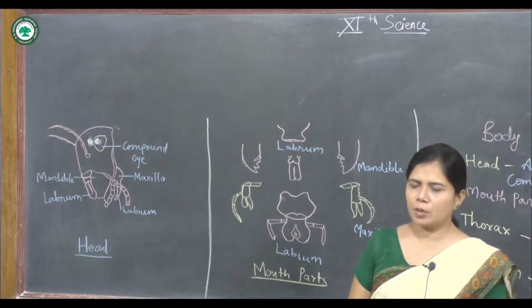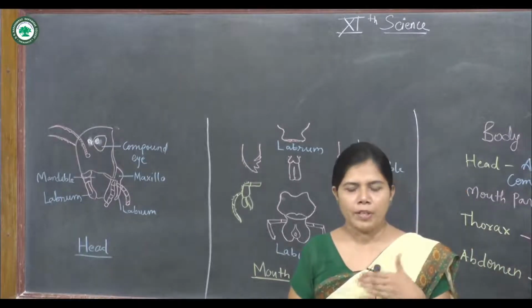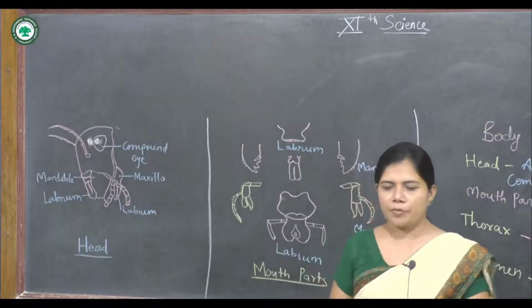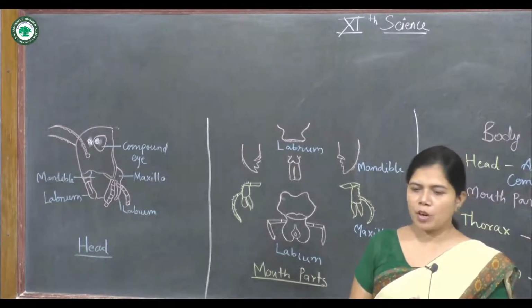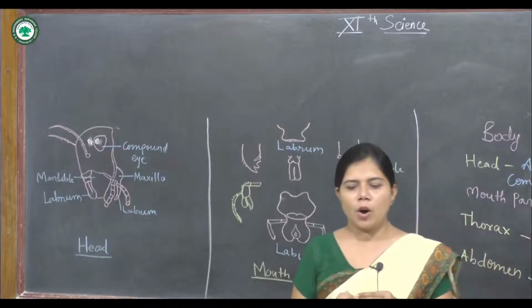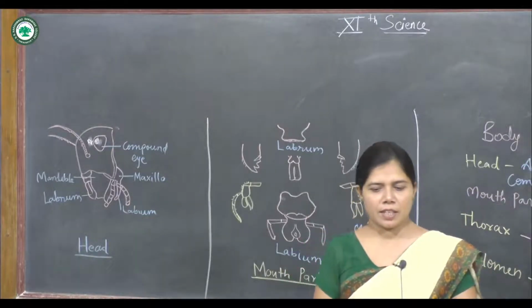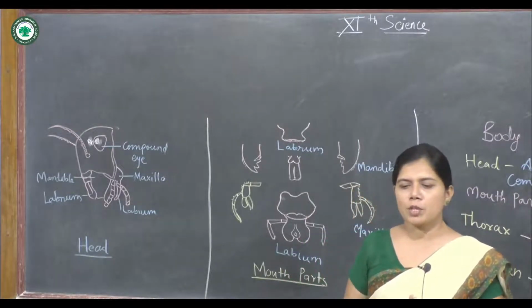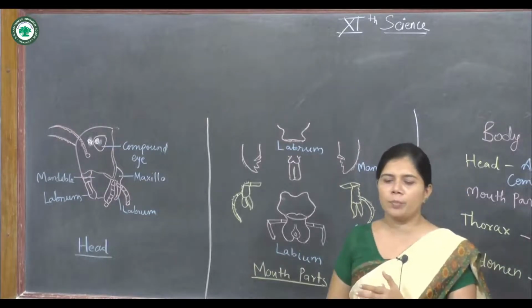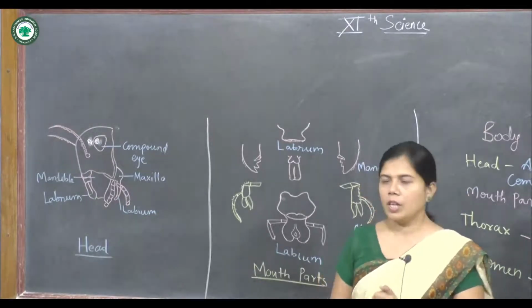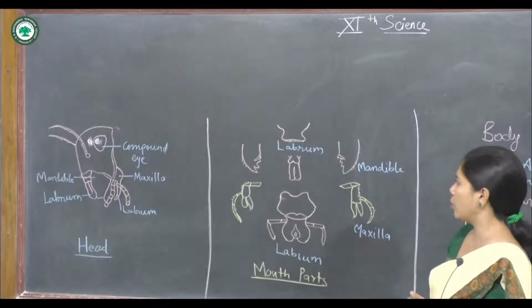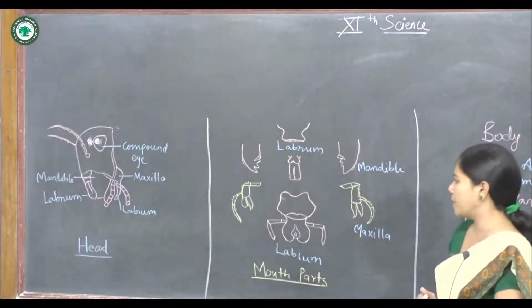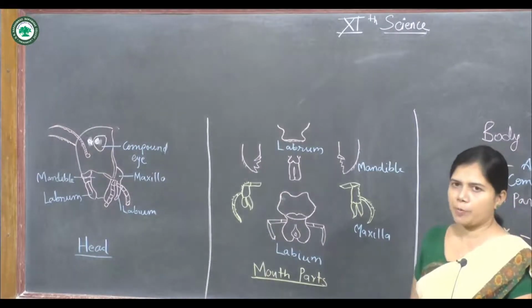A salivary duct opens at the base of the hypopharynx, as well as the lingua bears comb-like plates called the superlingua, present on either side. It is useful in feeding as well as mixing of the saliva with food. These are the mouth parts of the cockroach, including labrum, mandible, maxilla, labium and the hypopharynx.